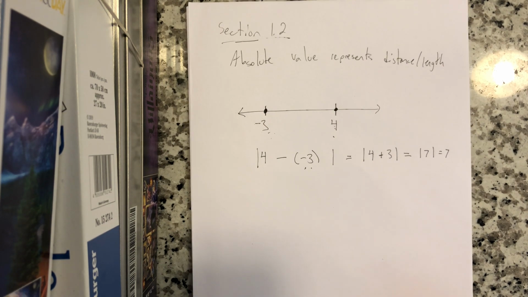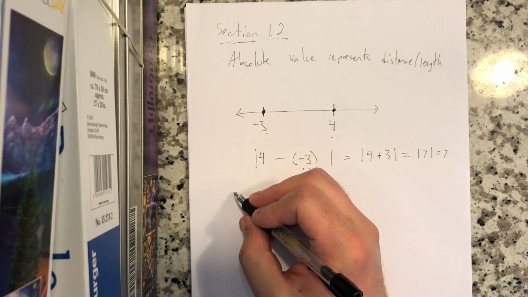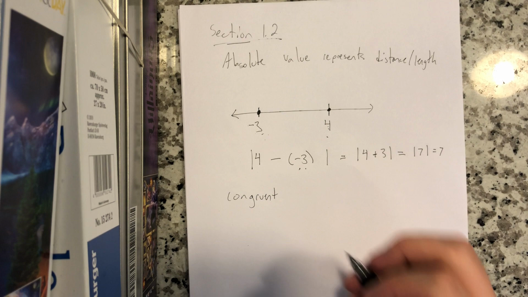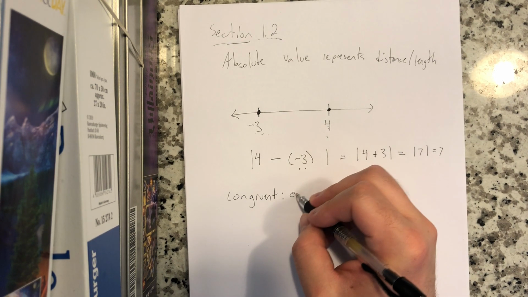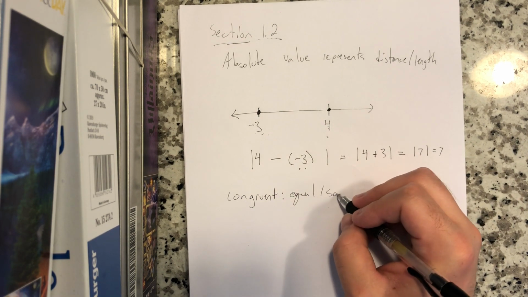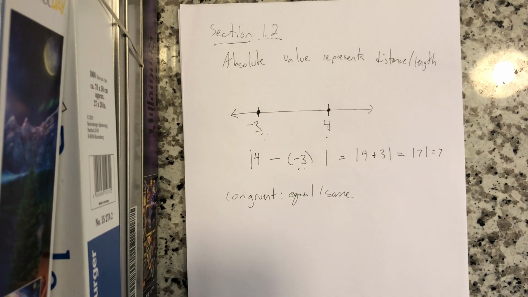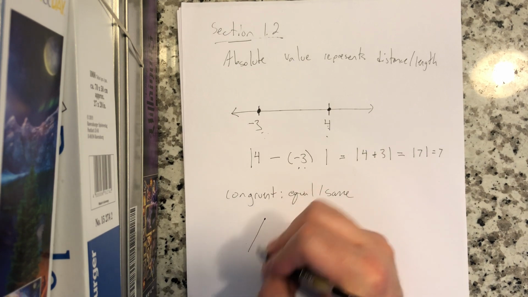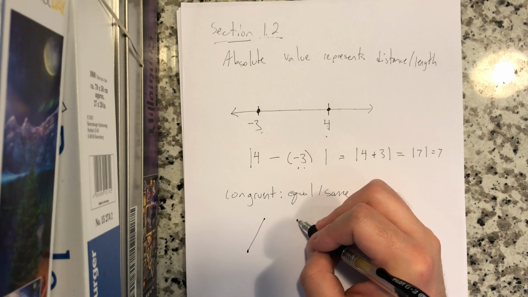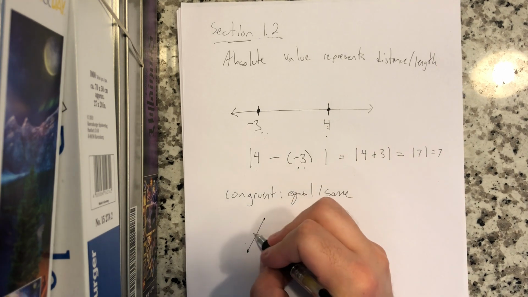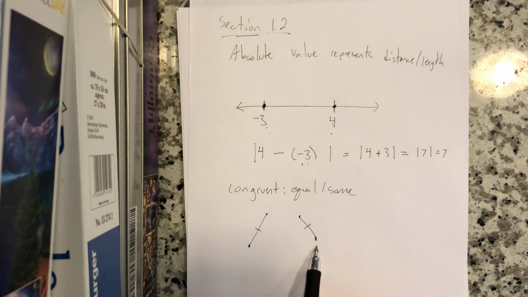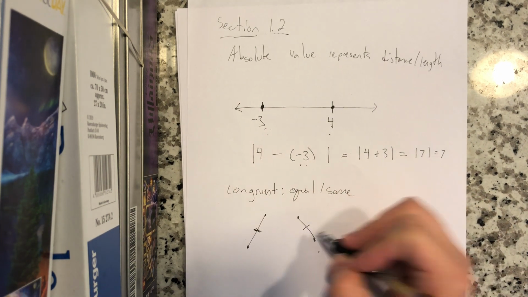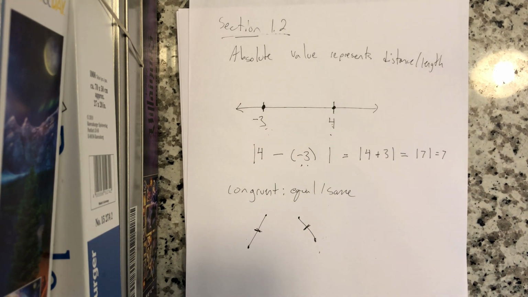All right. The next thing we need to talk about in geometry is going to be the notion of congruent segments, or congruent in general. So congruent means equal or the same. And in geometry, when we're talking about segments, we mark congruent segments with tick marks. So if these are the same exact length, then we will mark them with these little tick marks in the center of the segment.